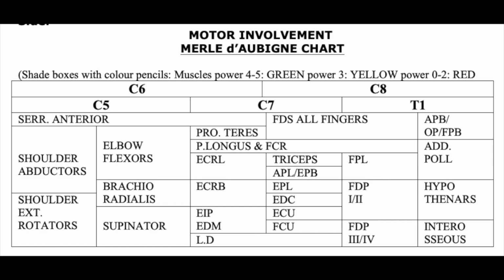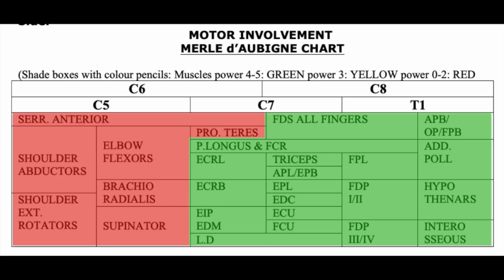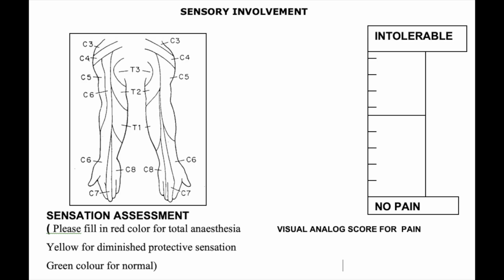The motor involvement can be recorded in the Merle-Dobbin chart, which shows not only the involvement of the muscles but also the power of the muscles, which is color coded. It also shows the root level, which gives you an idea of which of the roots are involved. This is an example showing a C5-6 lesion in a patient and the involved muscles being recorded. The sensory involvement and the presence of pain is also recorded on a chart.